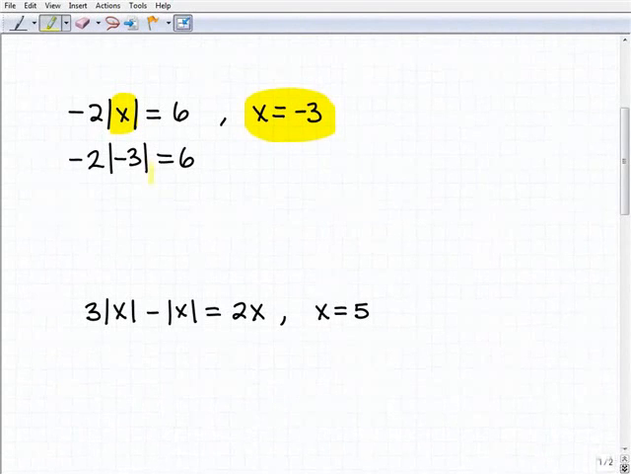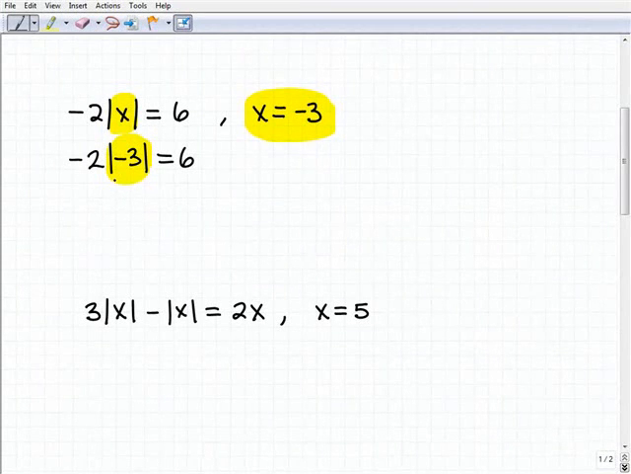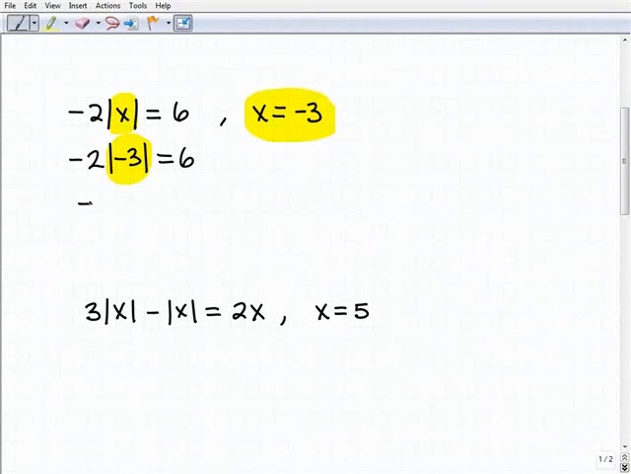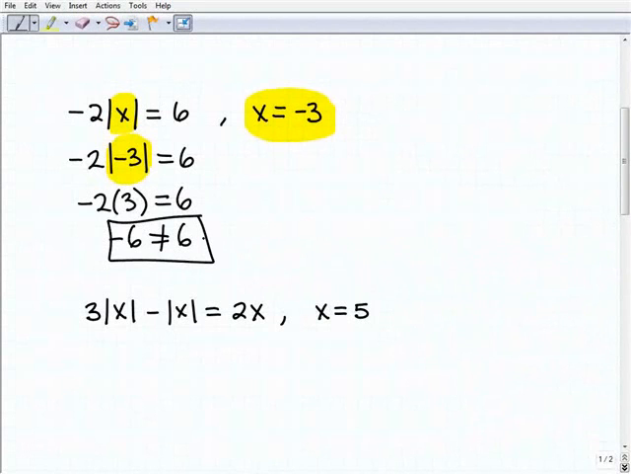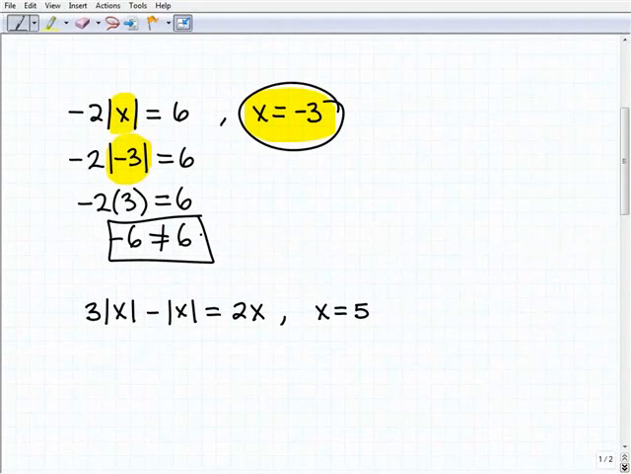Now we have to figure out what the absolute value of -3 is. And of course, I know all of you know that the absolute value of -3 is +3. So we have -2 times +3, and is that equal to +6? -2 times 3 is -6, and -6 does not equal +6. They're close, but there's a difference in sign, so they have to be exactly the same. So x equals -3 is not a solution because the left-hand side does not equal the right-hand side.